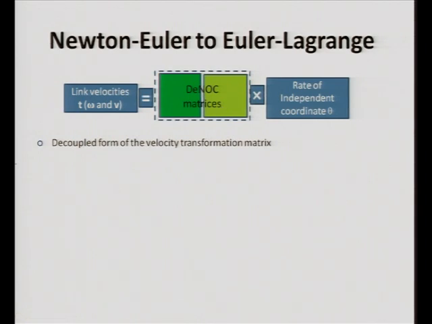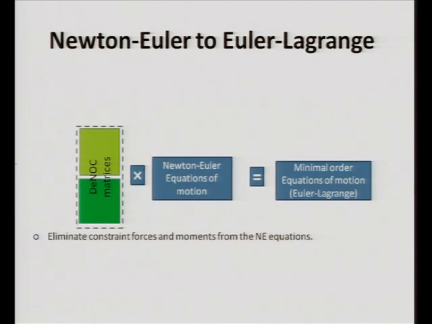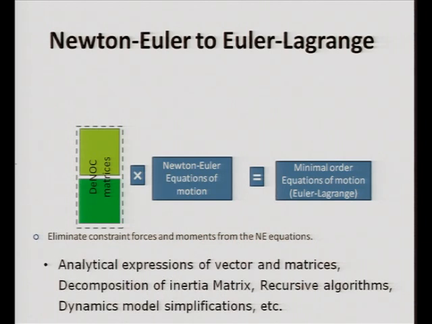We call it a DeNOC matrix because it consists of 2 block matrices, which I will show you again later. Then what we do, we pre-multiply this Newton-Euler equation by the transpose of these DeNOC matrices, and we get the minimum number of equations, which are nothing but the Euler-Lagrange equations. Okay. Because of the structures of N_l and N_d, which are the DeNOC matrices, we can show that they can be computed recursively, which I will show you a little later.